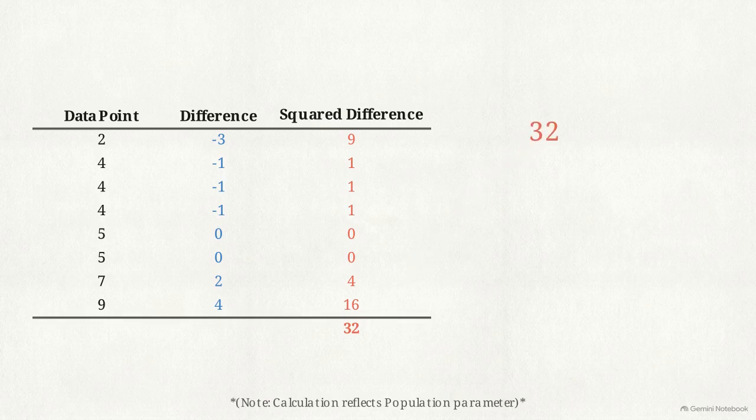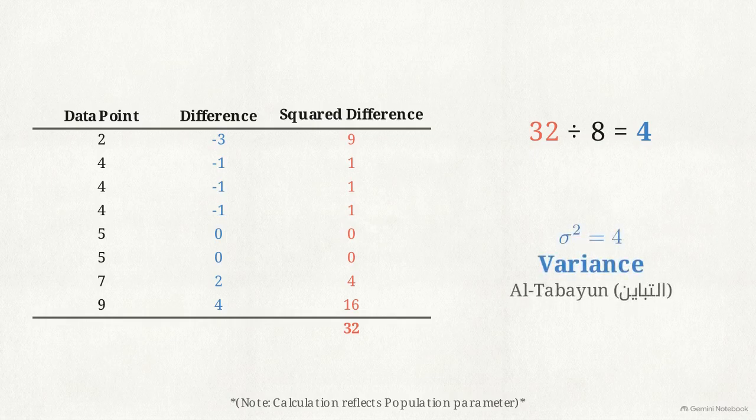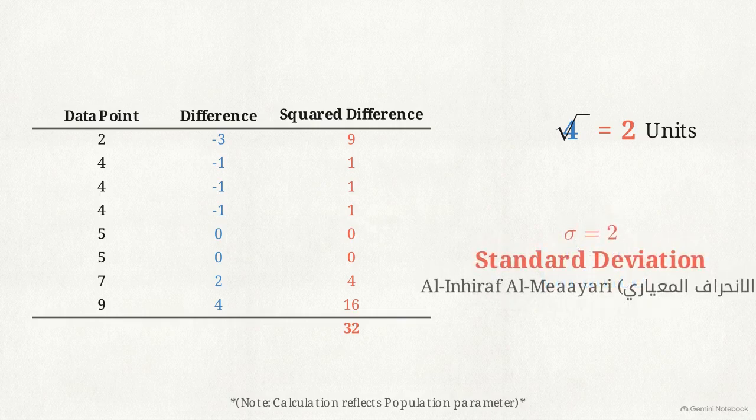To find the average of these squared distances, we divide the sum of 32 by our total count of 8. This result is 4. This metric is known as the variance, or Al-Tabayun. The variance is expressed in squared units. To return to the original scale of our data, we only have one more step. Take the square root of the variance. The square root of 4 is 2. This is the standard deviation, or Al-Inhiraf al-Mayati.